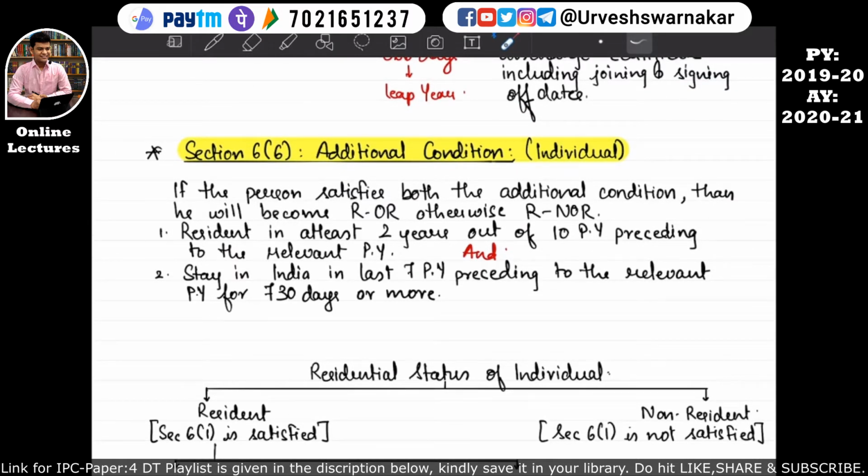If a person satisfies both the additional conditions, then he will become resident and ordinary resident, otherwise resident non-ordinary resident. Resident in at least 2 years out of 10 previous years preceding the relevant previous year, and stay in India in last 7 previous years preceding the relevant previous year for 730 days or more.